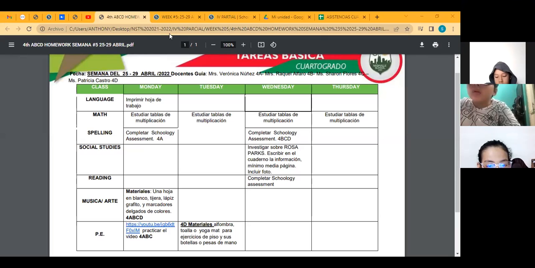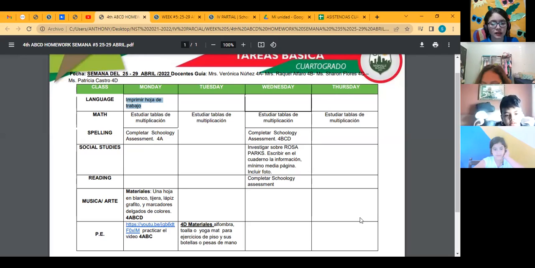Okay, the homework, first number 1 of this week, number 5, language. You have to print a worksheet. I already sent this to your parents and I'm going to upload it on Schoology also so you can print it, because remember that worksheet we needed to work on Thursday in the last class of language to work in class. If you cannot print it, you can copy everything in your notebook, remember.